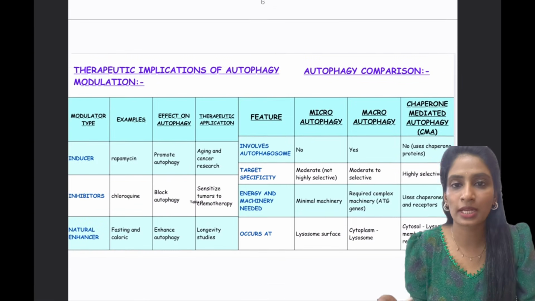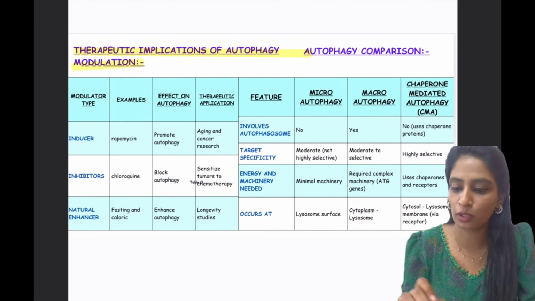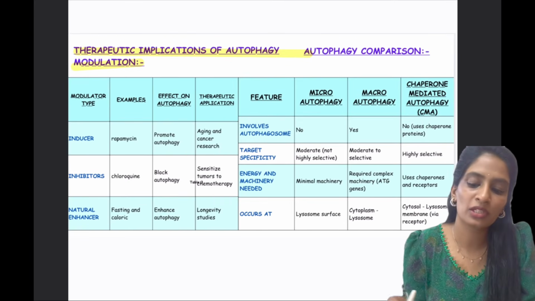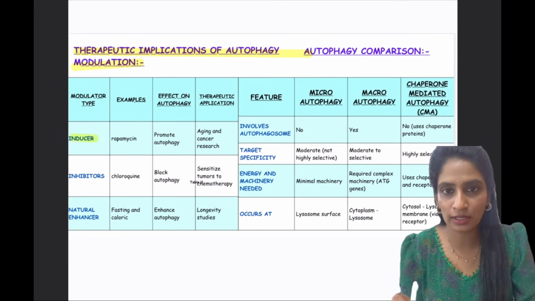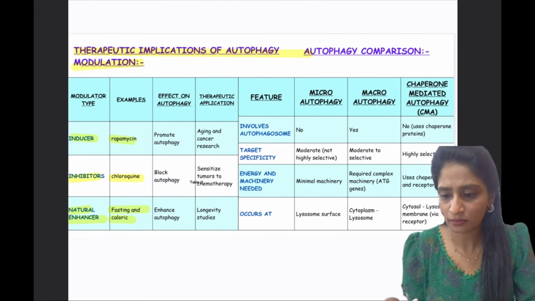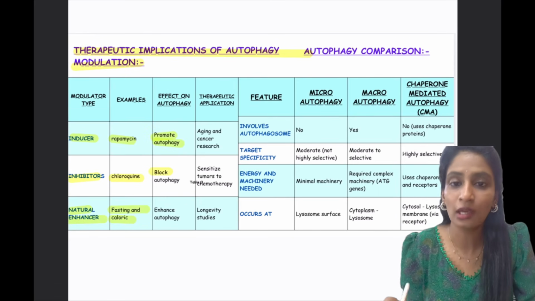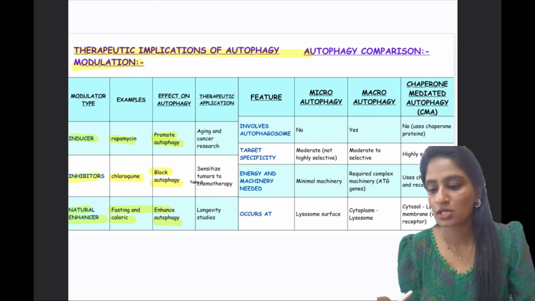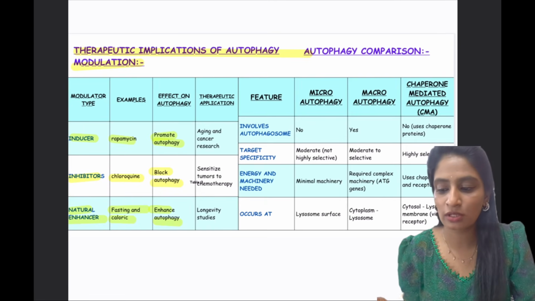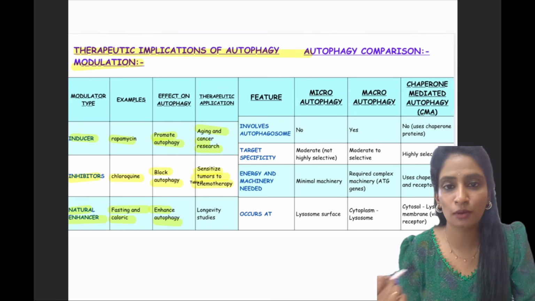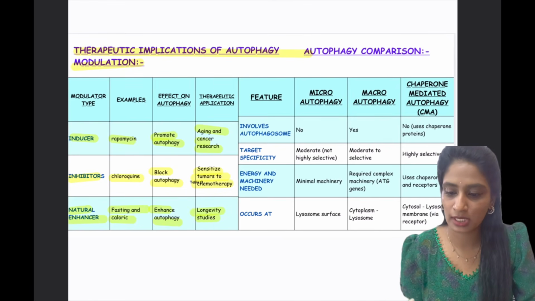So next, coming to the therapeutic implications of autophagy modulation. There are three: inducer, inhibitor and natural enhancer. Examples are rapamycin, chloroquine, and fasting. The effects are that they promote autophagy, block autophagy, or enhance autophagy. The therapeutic applications are for aging, cancer research, sensitizing tumors to chemotherapy, and longevity studies.